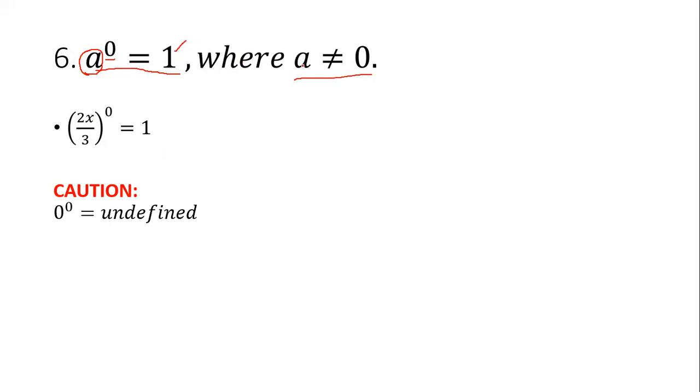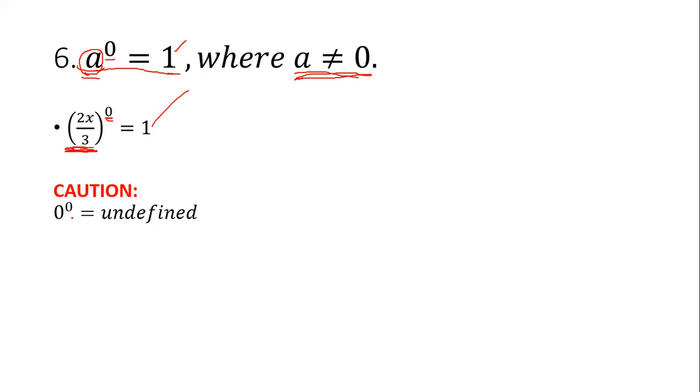However, ayan, ito na yung exemption. A should not be equivalent to 0. Hindi po pwede maging 0. Gawin mong negative yan, gawin mong positive, bahala ka. Ang sagot ay 1. Huwag lang siyang maging 0. So for instance, ayan, 2x over 3, quantity raised to 0 is equivalent to 1. So this is taken as 1 unit, as one expression. It is under the influence of our exponent, which is 0. So therefore, the answer is equivalent to 1.